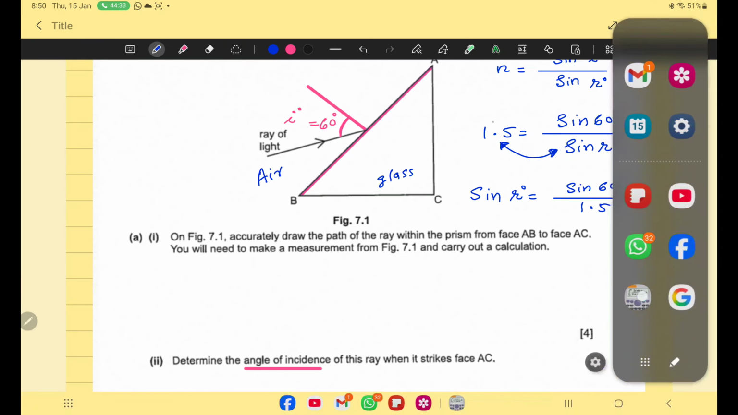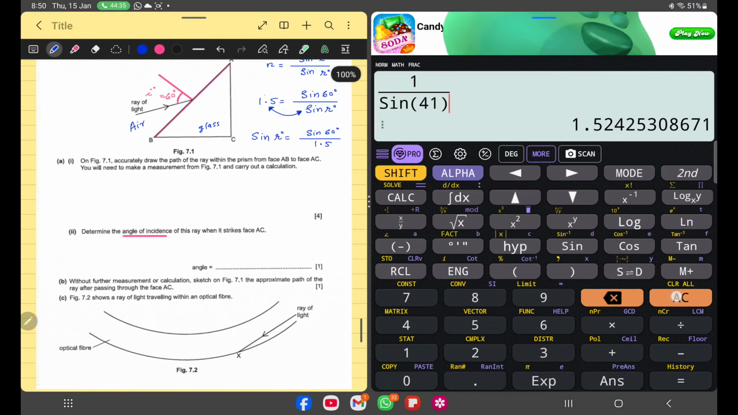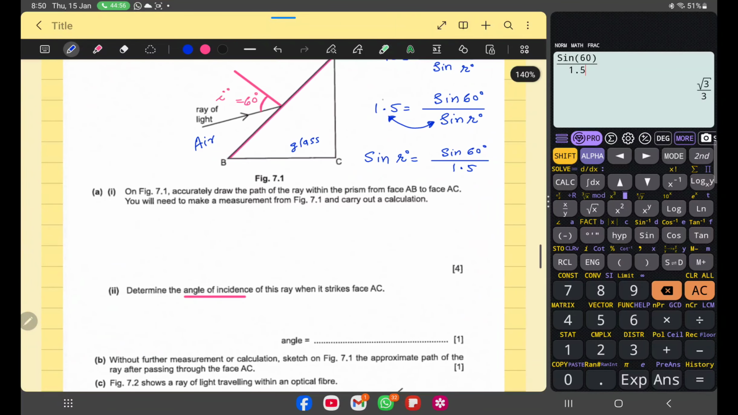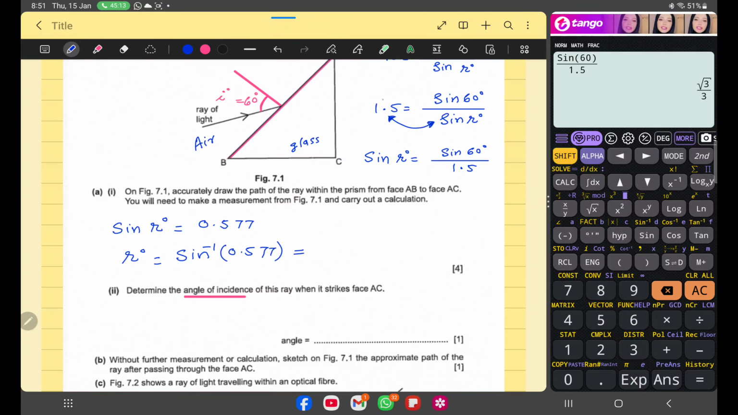I think I should show calculation. So I am showing you calculation: sine 60 divided by 1.5. The number is 0.577. So sine R is 0.577, and then angle R will be sine inverse 0.577.